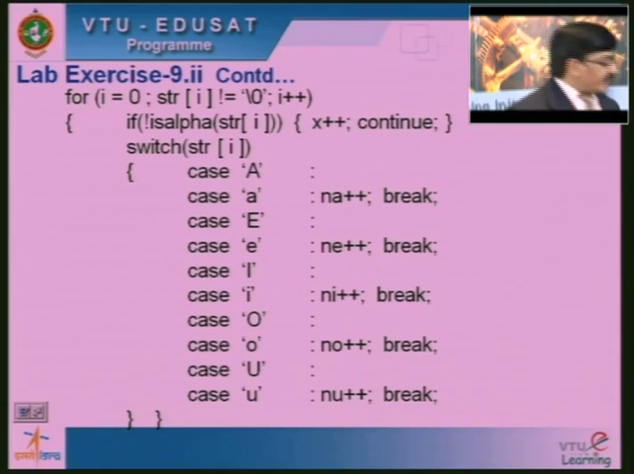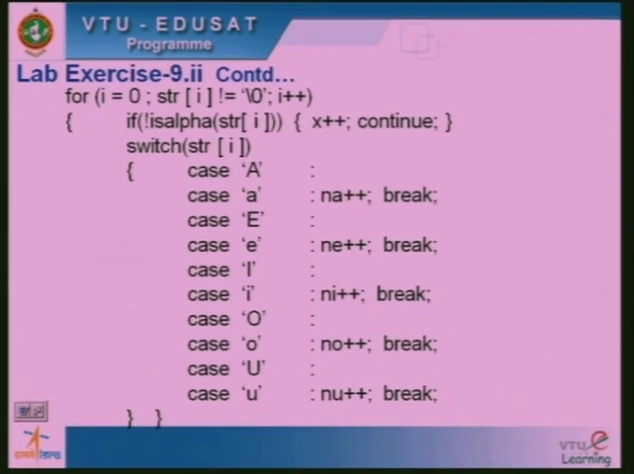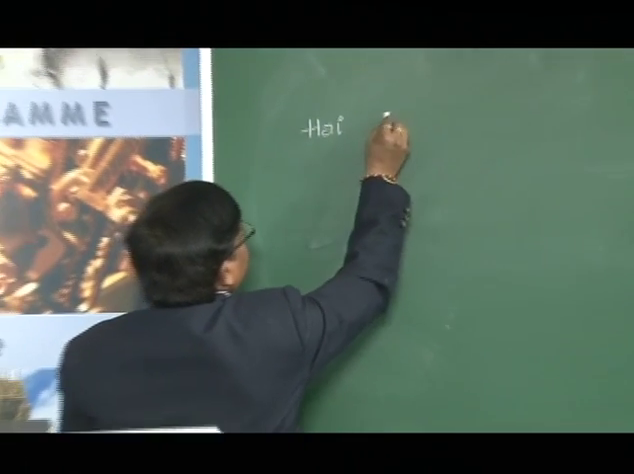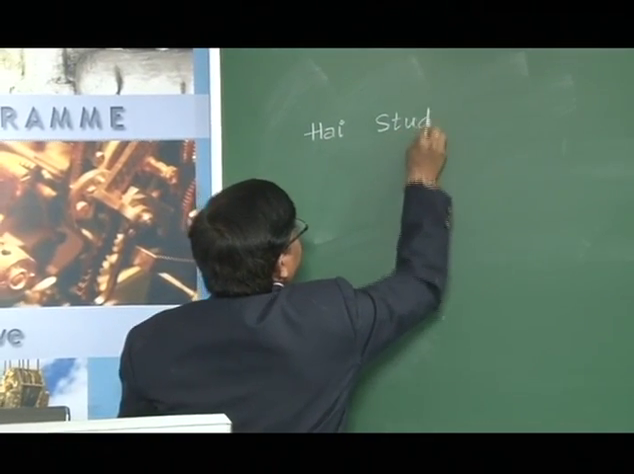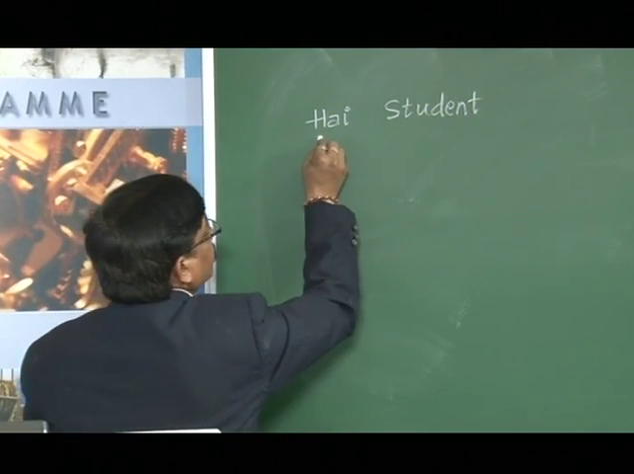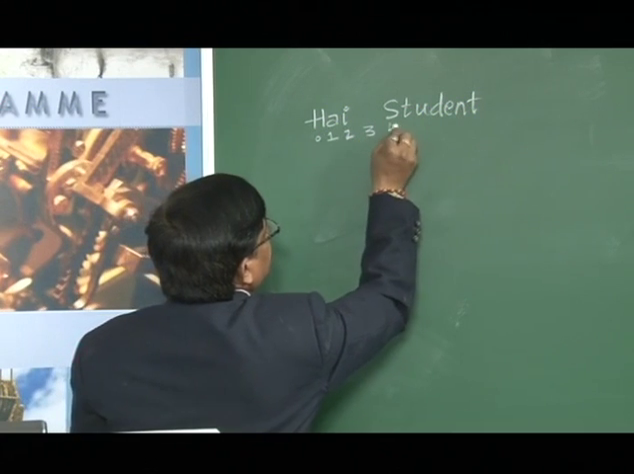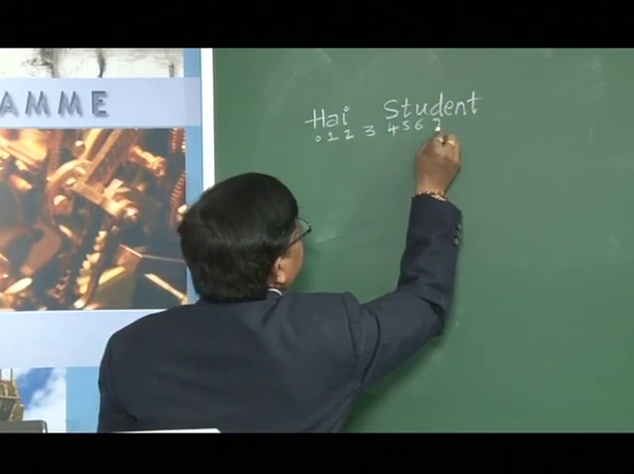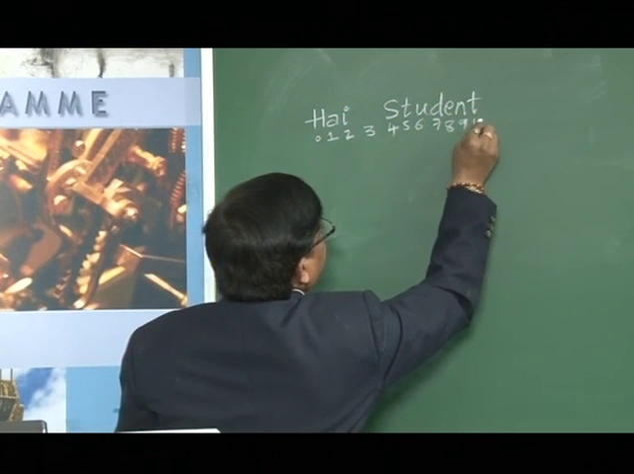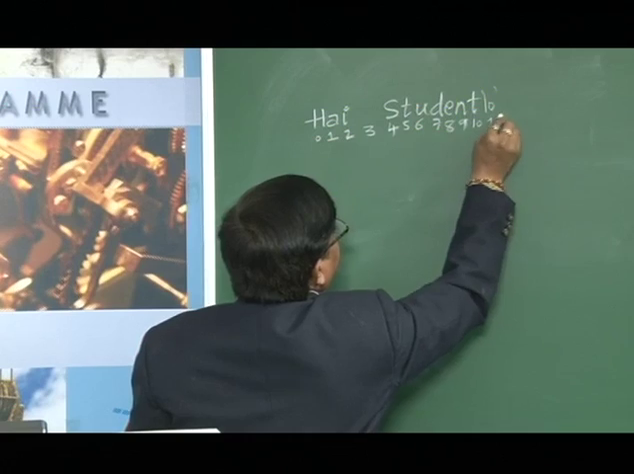Now, for example, I take a string, something like "hi space students". This is the 0th location, first location, second location, assume this is a single space, then this is the 4th location, 5th, 6th, 7th, 8th, 9th and 10th. What will be in the last location? That will be a null character. This is the 11th location.